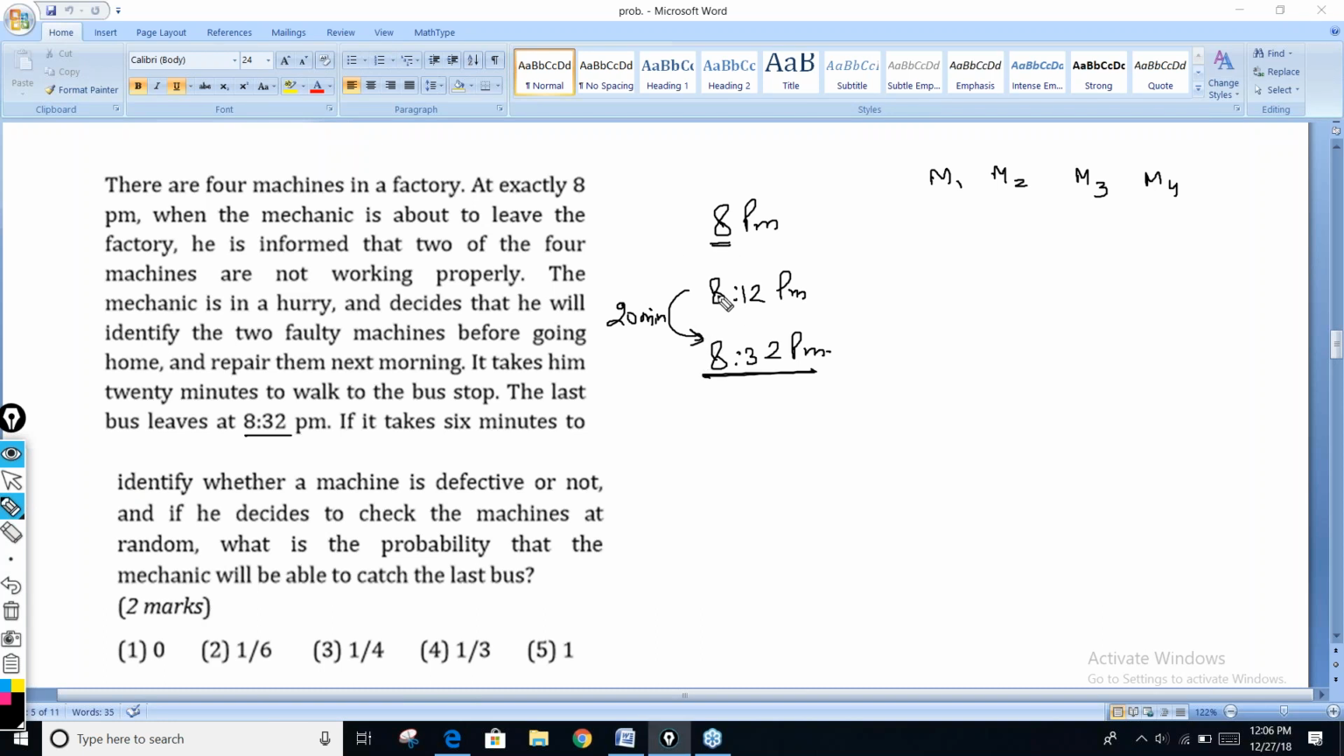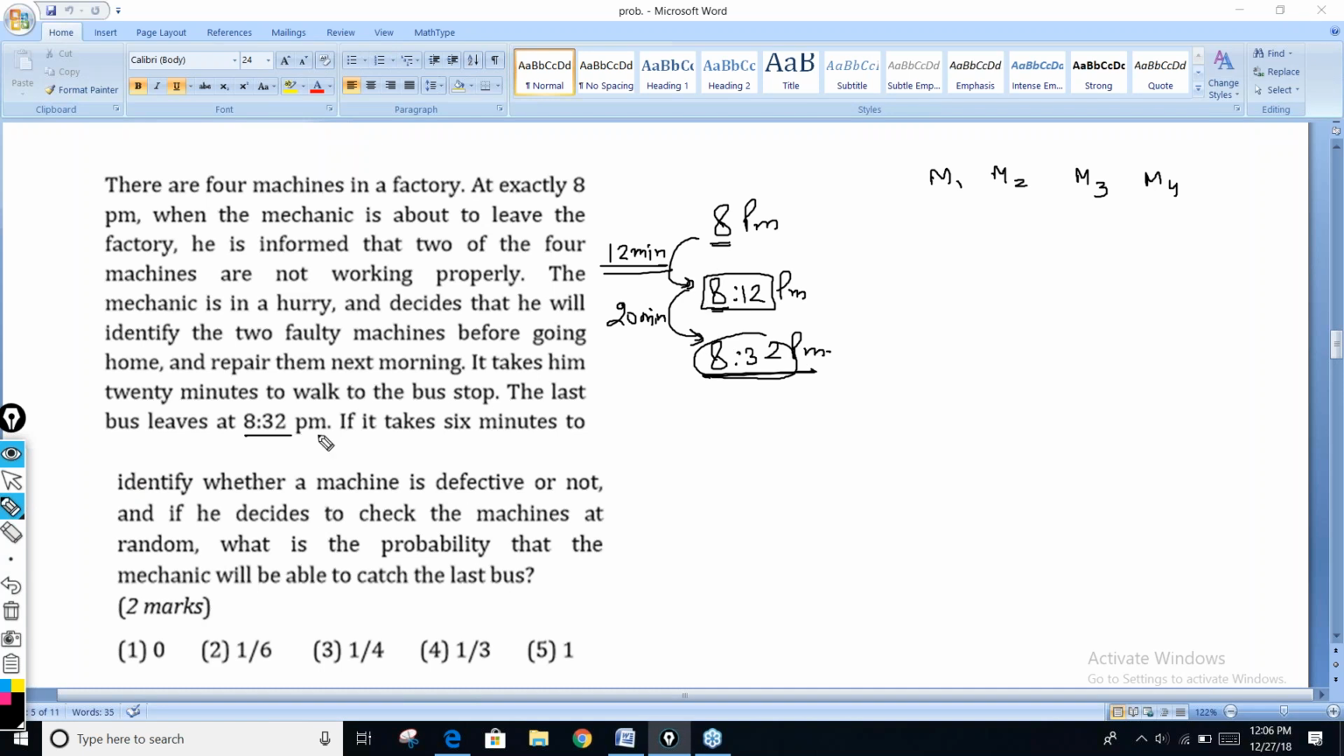So right now it is 8. He needs to leave the factory at 8:12. So how much time does he have? He has only 12 minutes. If it takes 6 minutes to identify whether a machine is defective or not, and if he decides to check the machines at random, what is the probability that the mechanic will be able to catch the last bus? So to catch the last bus, he should leave at most at 8:12. Right now it is 8, he needs to leave at 8:12, so he has 12 minutes.